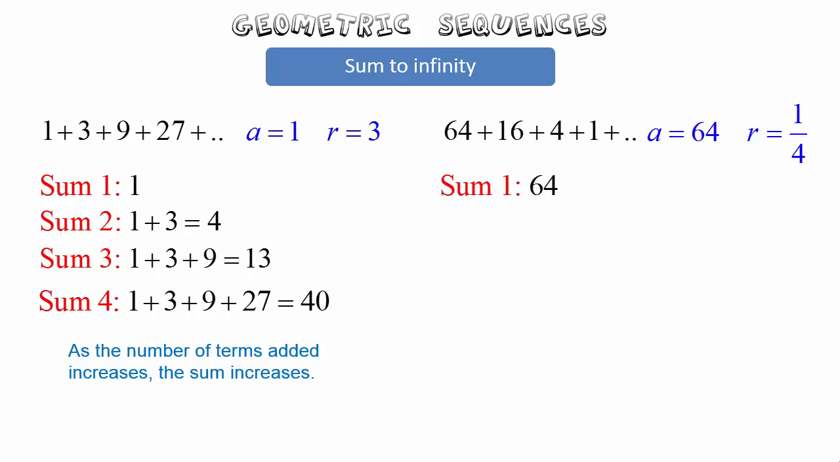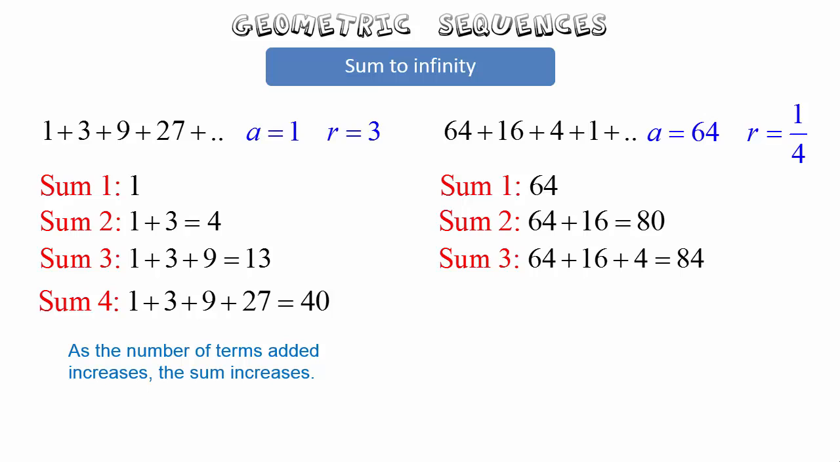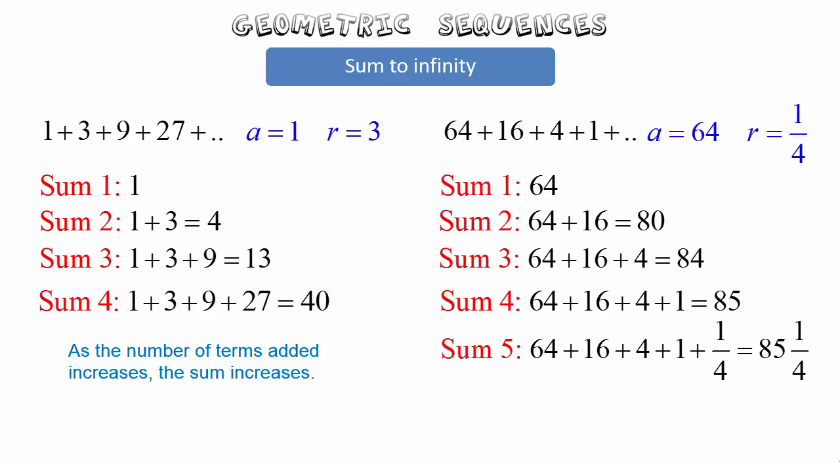The first partial sum is 64. The second one is 80. The third one is 84. The fourth one is 85. The fifth one is 85 and a quarter. Can you see what's happening? They seem to have more or less slowed down, or they seem to be converging to a given value. So for this example, as the number of terms increases, the sum seems to be converging to a particular value.